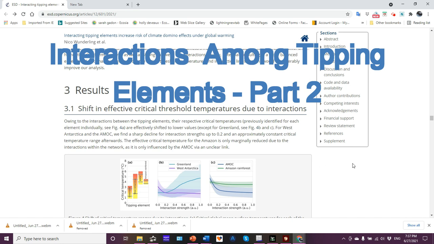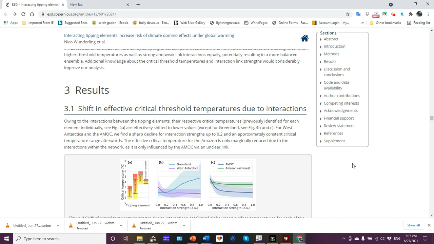Okay, let's look at the results now. Owing to the interaction between the tipping elements and their respective critical temperatures are effectively shifted to lower values except for Greenland. For West Antarctica, okay, so now they refer to this figure here. See Greenland figures 4B and C.